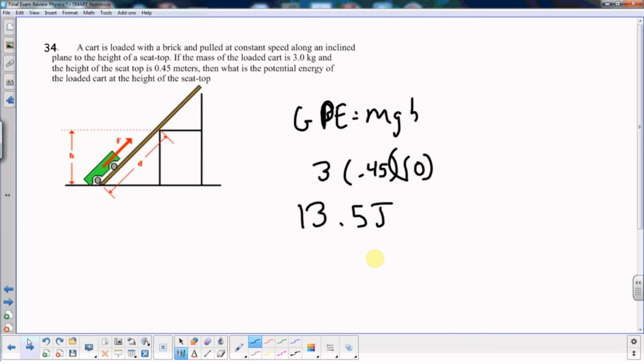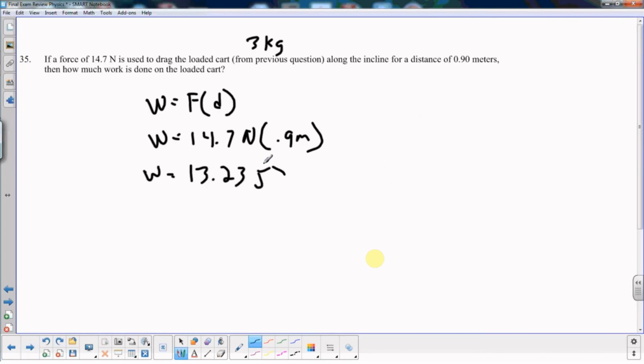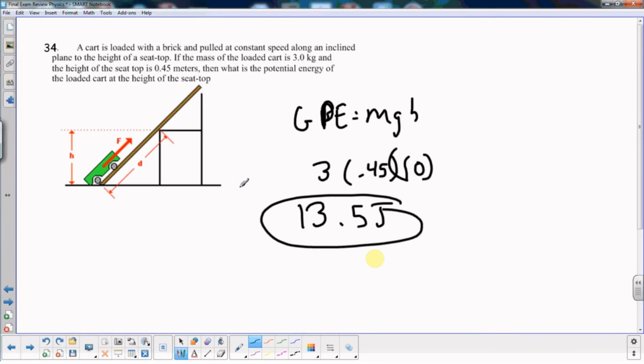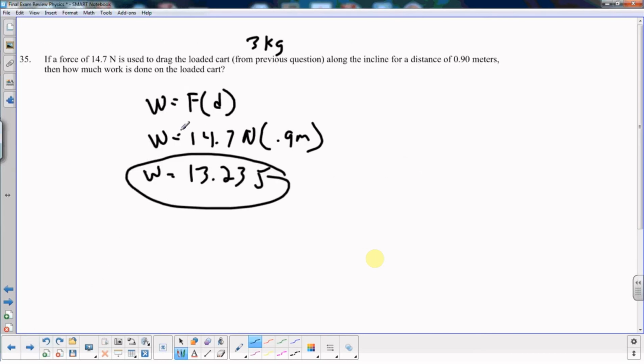Interestingly enough, 13.5, 13.23, and actually if we did this with an actual 9.8, we'd end up even closer. The fact of the matter is whether you go straight up or whether you go up a ramp, you end up using the same amount of energy, force times distance or mgh. And that's why ramps make things a lot easier, because you could be pulling up with more force to go straight up, or in the next problem, you could be pulling up with less force, but going a longer distance.